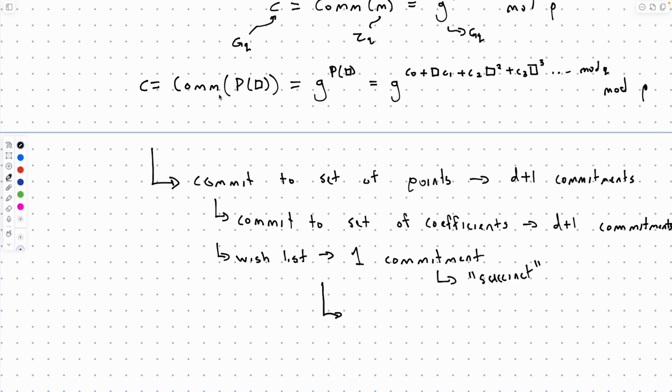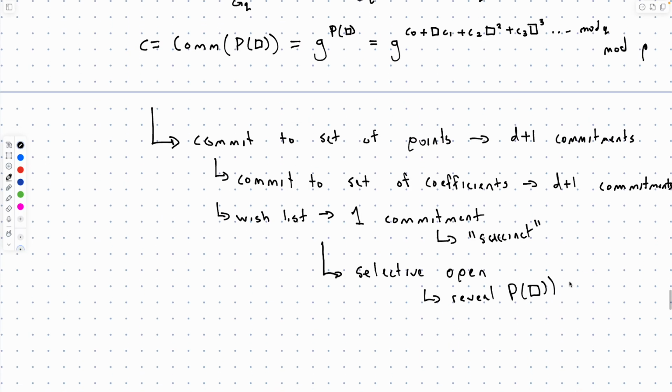If I have a message, I'm going to open up the entire message. If I'm committing to a polynomial, I'll open the entire polynomial. But what I want is a selective open, where instead of saying I reveal P, I want a protocol, so I will be able to do that as well if I want to, but I also want a protocol where I can reveal P of, say, alpha, for any value that I choose.